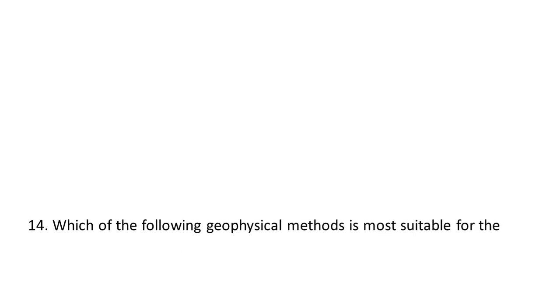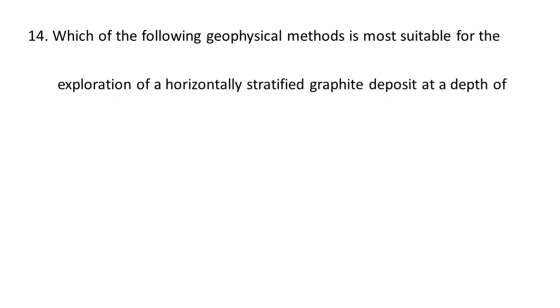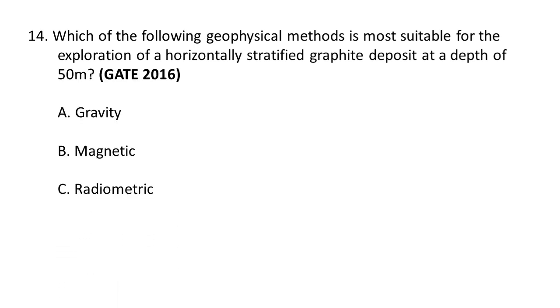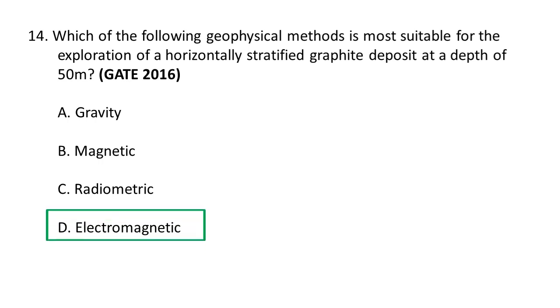Next question. Which one of the following geophysical methods is most suitable for the exploration of horizontally stratified graphite deposit at a depth of 50 meters? A, gravity, B, magnetic, C, radiometric, and D, electromagnetic. So electromagnetic method is the most suitable for the exploration of a horizontally stratified graphite deposit at a depth of 50 meters.